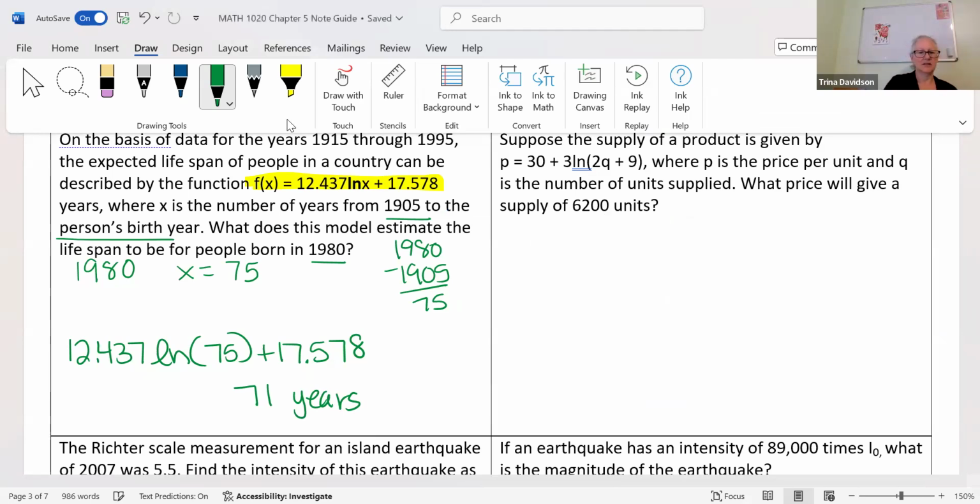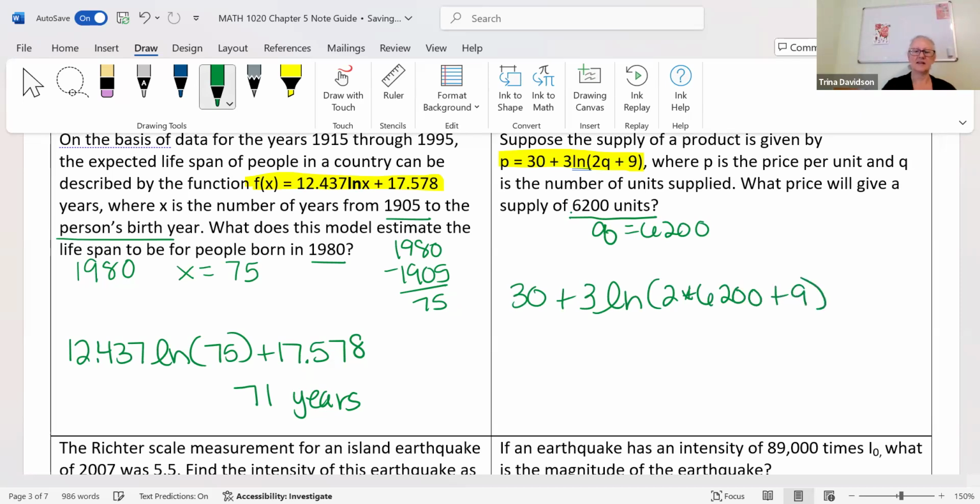Suppose the supply of a product is given by this equation, where P is the price per unit and Q is the number of units supplied. What price will give a supply of 6,200 units? So 6,200 is our what? That is our Q. So we're going to plug that in. Exactly like that.